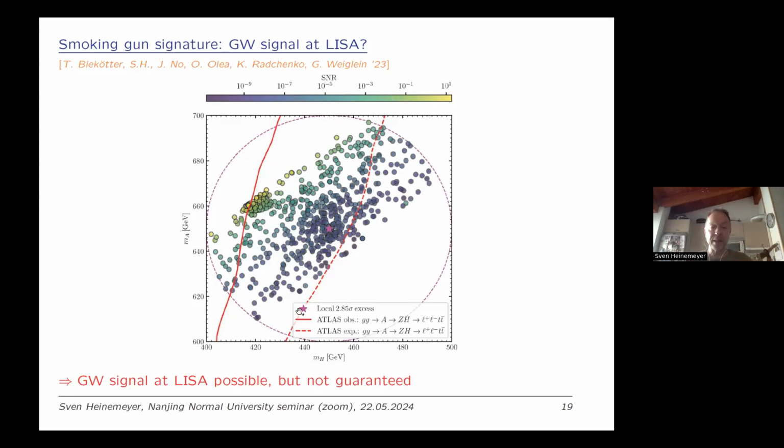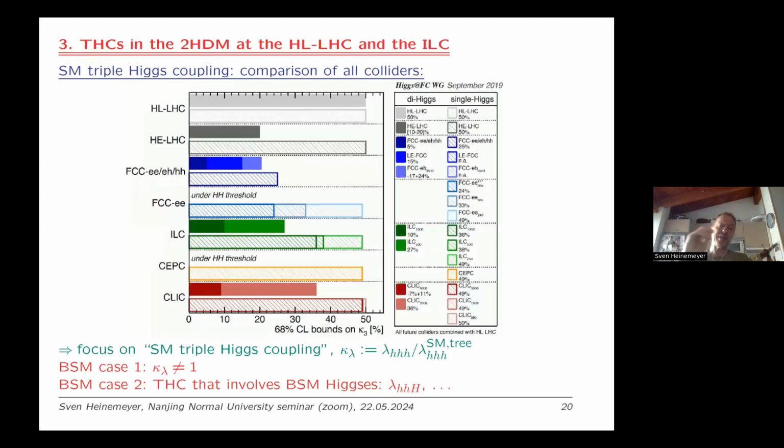This is the expected ATLAS exclusion, this is the observed ATLAS exclusion, and the color coding now tells you the signal to noise ratio. And one can see that if this point, the original point of ATLAS, was realized, we would have a very low signal to noise ratio, nothing observed at LISA. We would have to be lucky to sit really in this small zone up here where we got a large signal to noise ratio, something could be observed. So we phrased it like this: the gravitational wave signal at LISA is possible, but by no means guaranteed. It's more the opposite, that we would have to be lucky to observe something here. Good. So much for the gravitational wave complementarity with the first order electroweak phase transition.